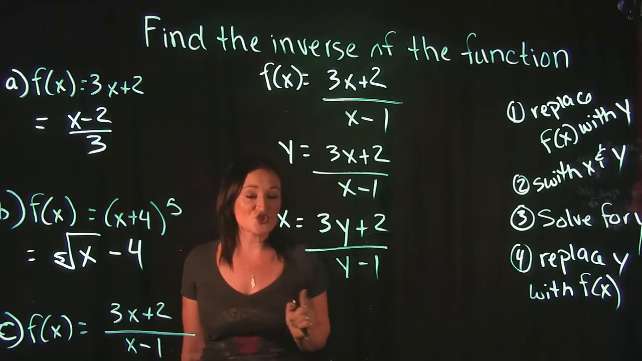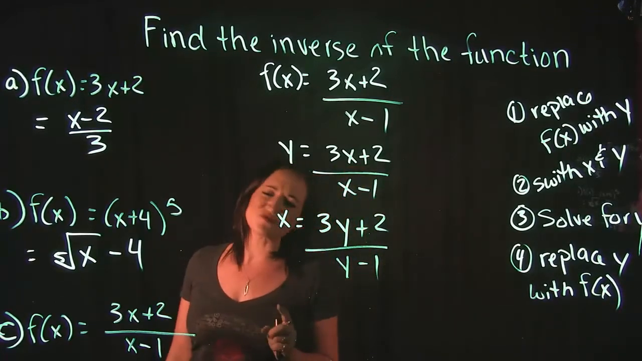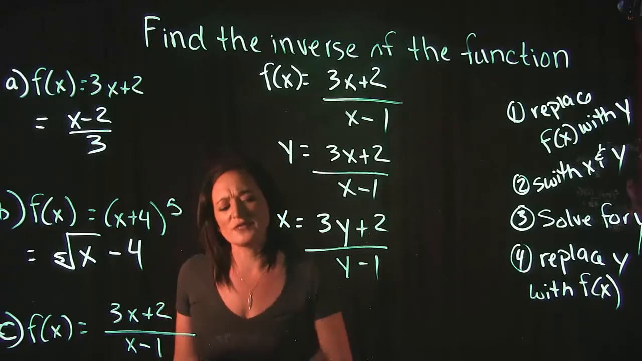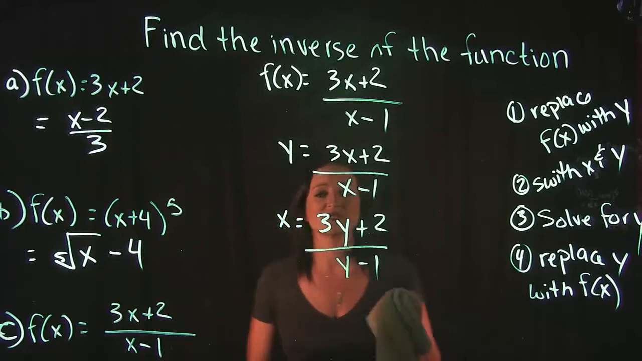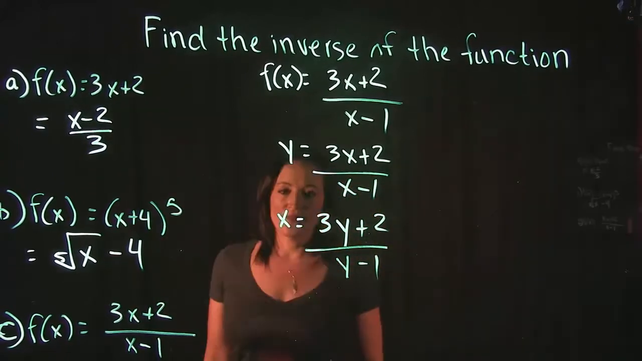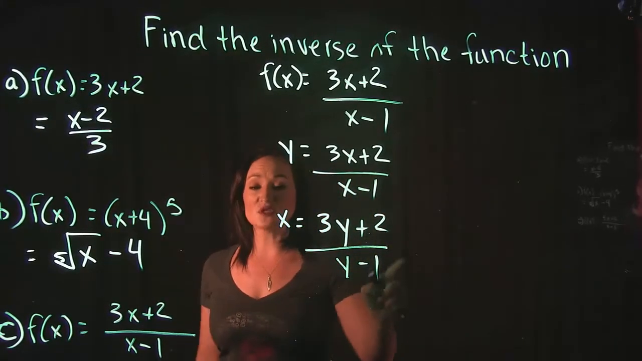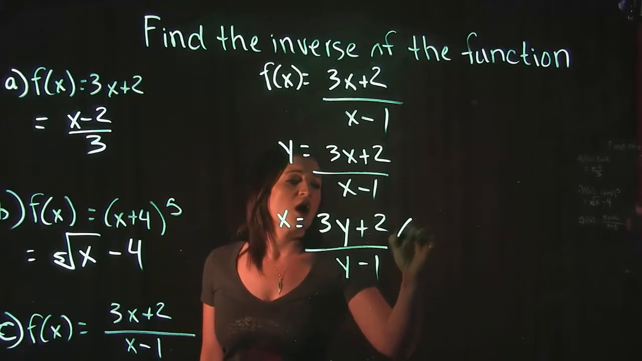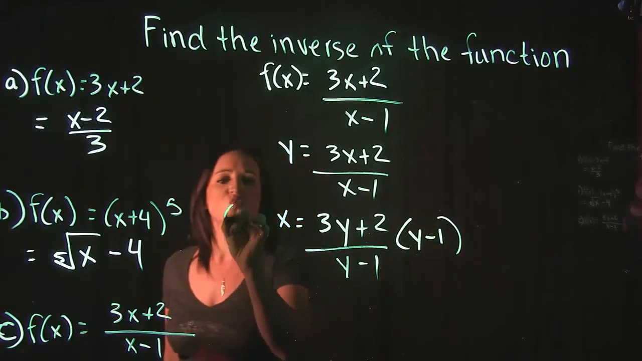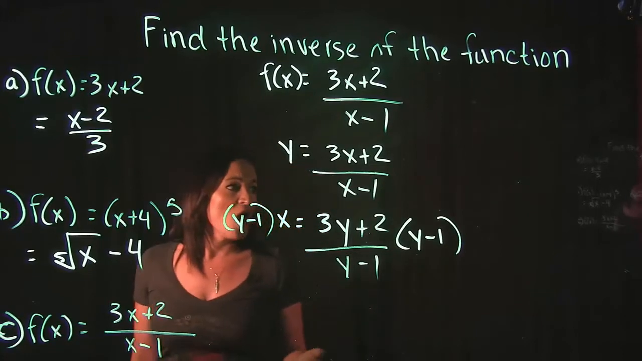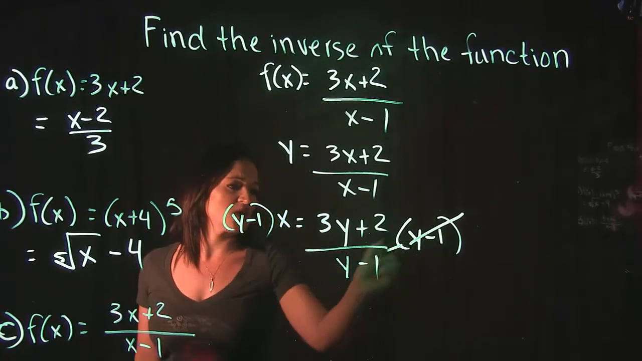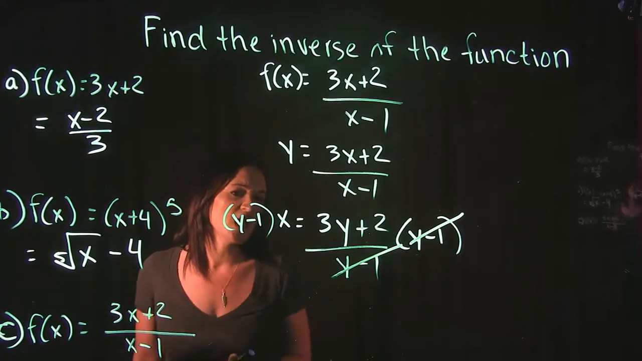So now we need to solve for y. This one's going to have just a little bit more work involved since we do have 2 y's on the right-hand side. But this is how it's going to work. The first thing we need to do is multiply by the denominator. Our denominator is y minus 1, so we are going to multiply both sides by y minus 1. On the right-hand side, y minus 1 cancels with y minus 1.